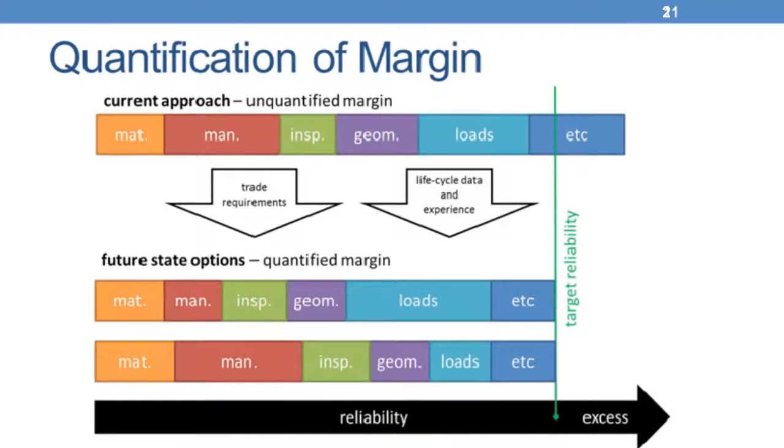Now, where we want to get to is the situation that's described by the lower two future state options bars, in which we understand and can quantify the contribution of each input to the overall reliability. In this way, we can then focus our resources to where they're most effective. Now, this may mean we can take advantage of our known service experience and knowledge of loading to take more credit for this in the overall reliability calculation, and potentially trade this against, for example, ease of manufacturing, perhaps allowing less stringent surface finish requirements.